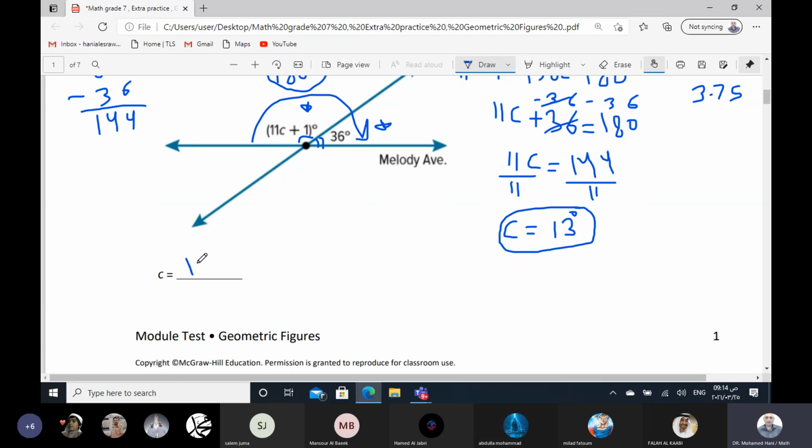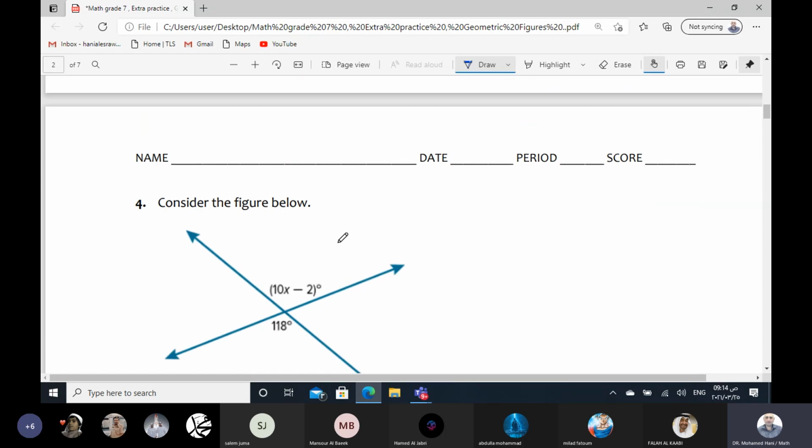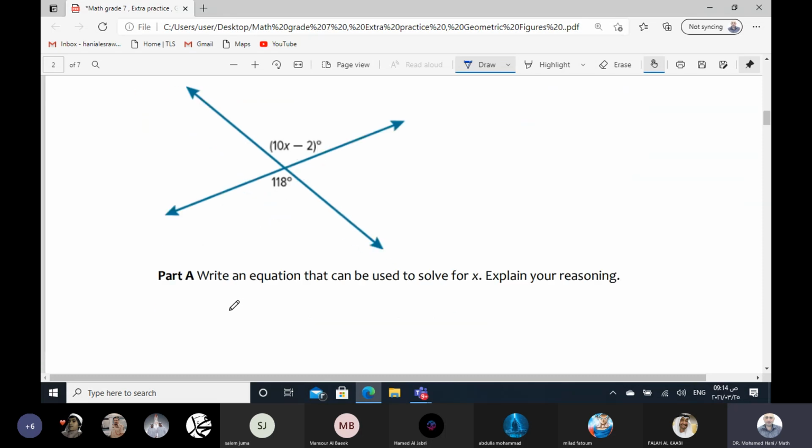So C equals 13 degrees. Consider the figure below. We have this figure. As you see, we have intersecting lines, and we have here two angles. So we want to write an equation that can be used to solve for x. Explain your reasoning. Who can tell me what is the equation here?